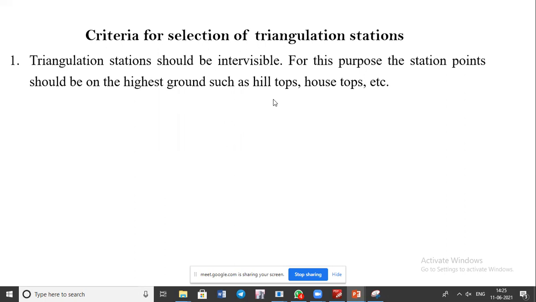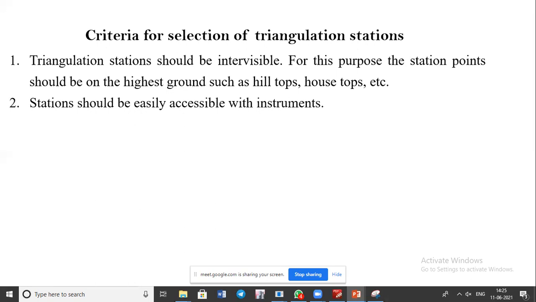So it should be located at the hilltops. As I told you, another example: the college is at a hilltop, and correspondingly our Jyotiba temple is also located on a hill. So directly you can have intervisibility between them. For that purpose, the triangulation stations should be intervisible from each other.